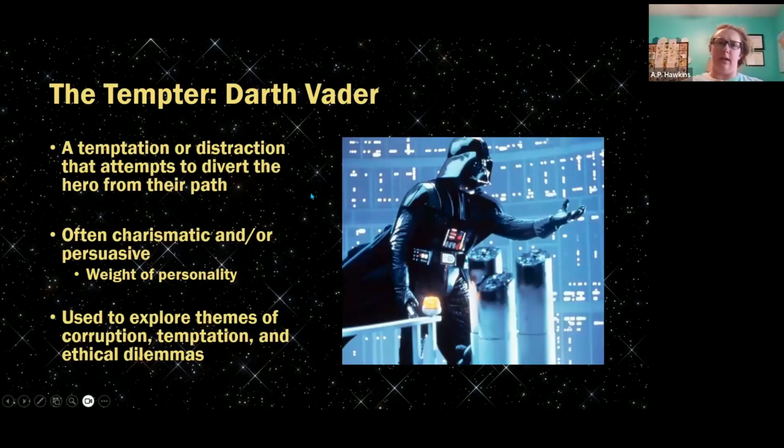Another archetype is the Tempter. This is Darth Vader. He tempts Luke to join the dark side. The Tempter, or the Temptress, in its original form, was just the Temptress, and they were always women, femme fatales, that tried to pull the hero off his path of righteousness. But the Tempter can be male or female in modern interpretation.